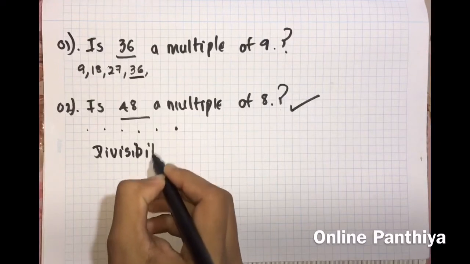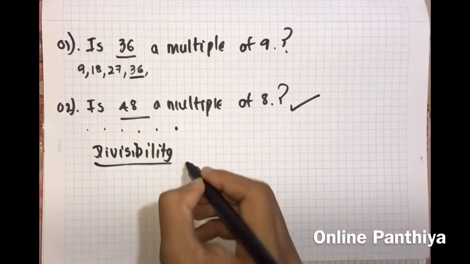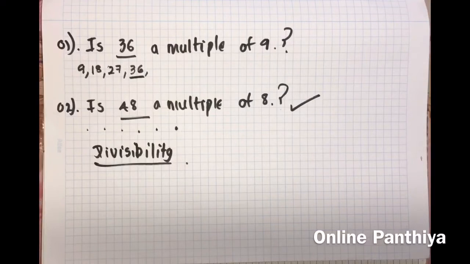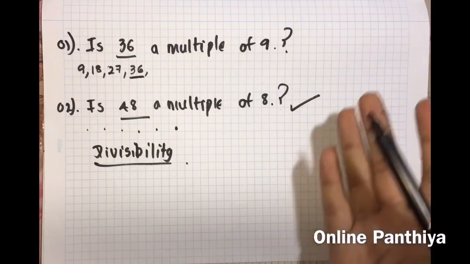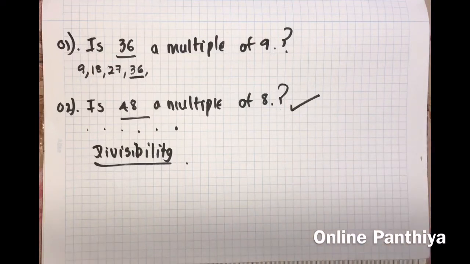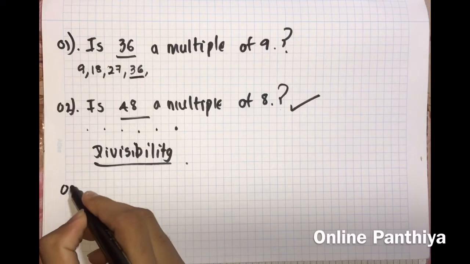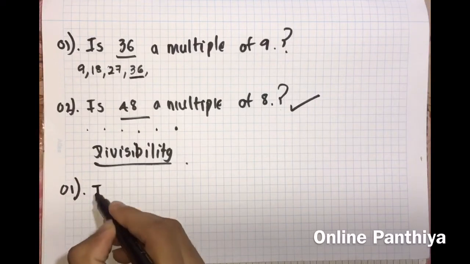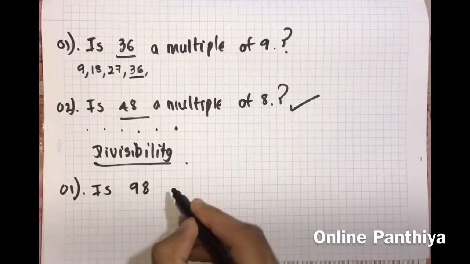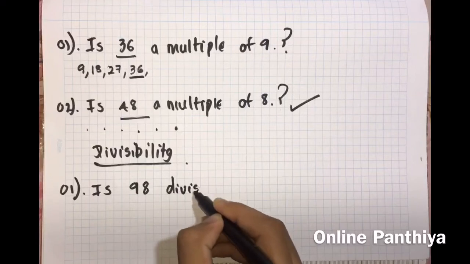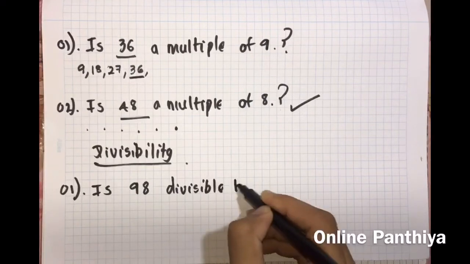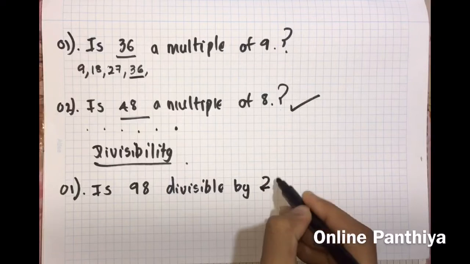Divisibility. That is, without going through all the steps of division, you are going to find out whether a number is divisible by some other number. For this, first question, is 98 divisible by 2?